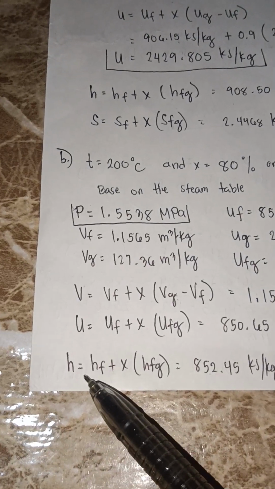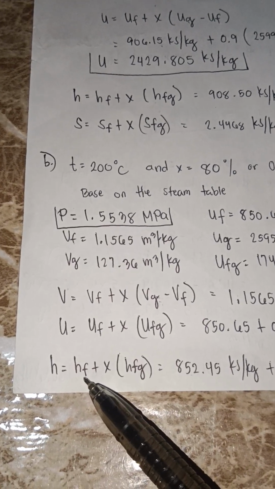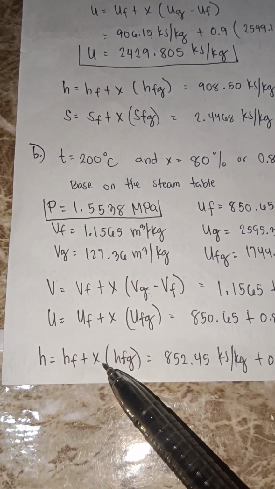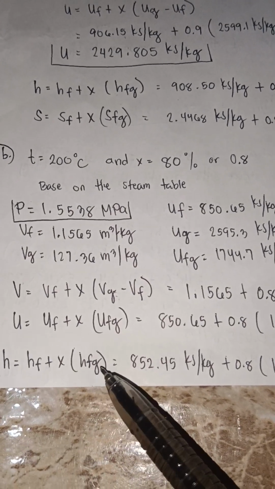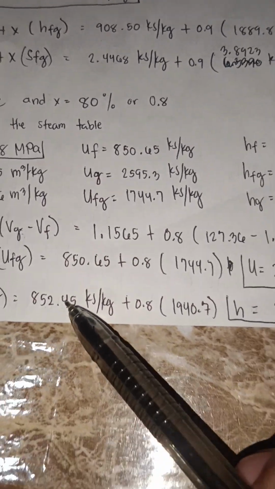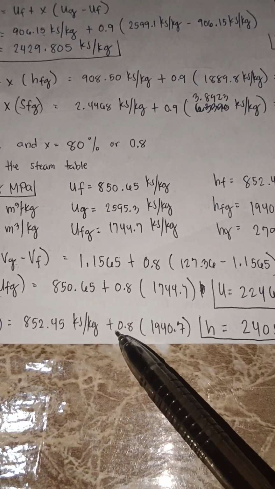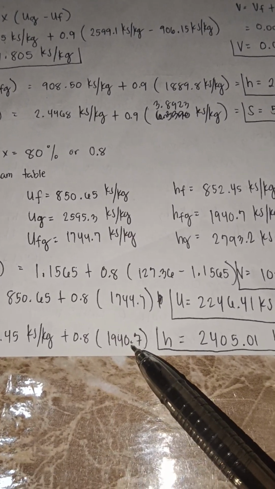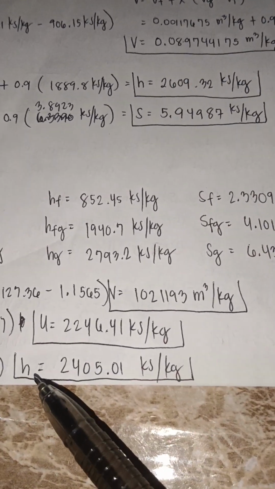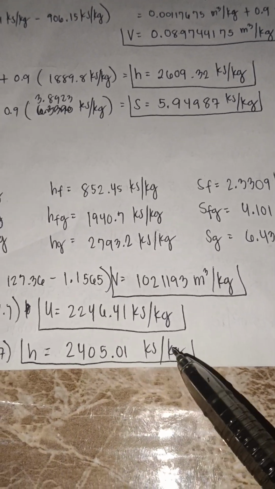So solving for the enthalpy, H is equal to the enthalpy of the saturated liquid plus the X, parenthesis, the H sub Fg. So substitute the given values: 852.45 kilojoules per kilogram plus the 0.8, parenthesis, 1940.7. So we came up with an enthalpy of 2405.01 kilojoules per kilogram.